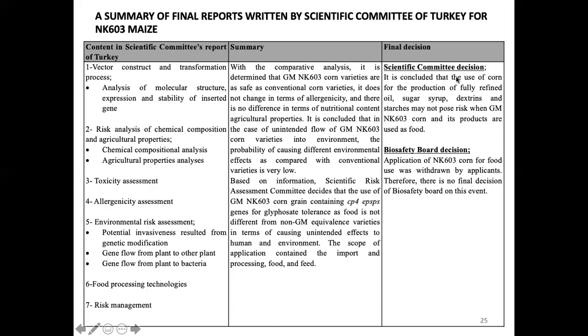And you can see here this summary and the final decision. You can see here two parts for the final decision, because during the biosafety board the decision was final, but today this is different, because TAGEM, the Ministry of Agriculture and Forestry, is essential for the final decision. And the scientific committee decision is that it is concluded that the use of corn for the production of fully refined oil, sugar, syrup, dextrins, and starches may not pose risk when GM NK603 corn and its products are used as safe as food. And for the biosafety board decision, but this is different right now, as I said before, the application of NK603 corn for food use was withdrawn by the applicants. Therefore, there is no final decision of the biosafety board on this event.